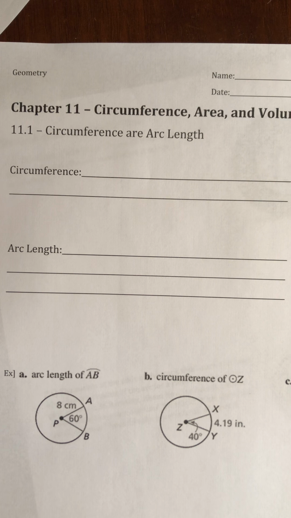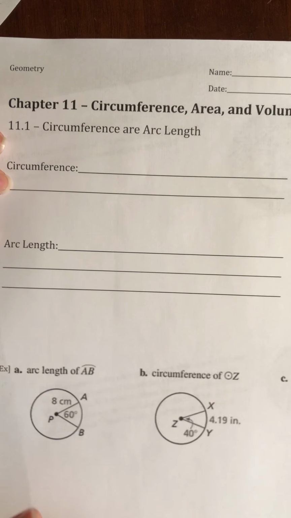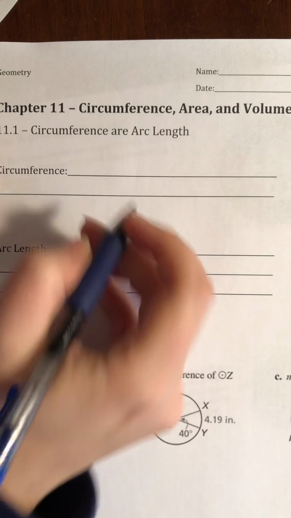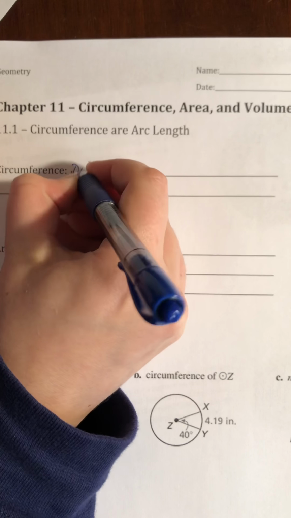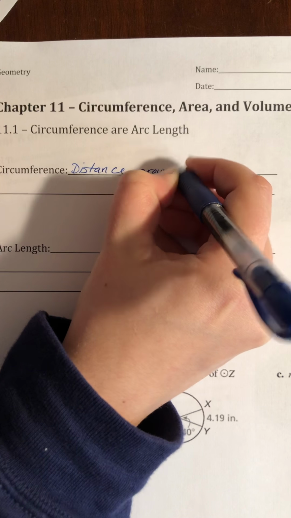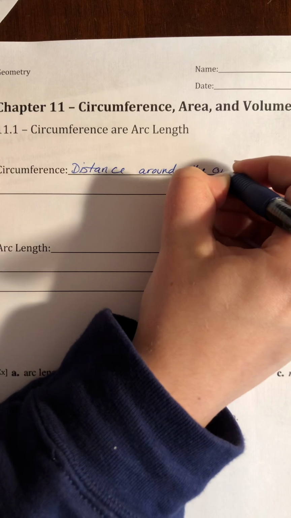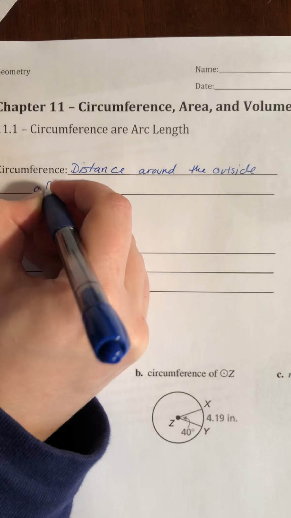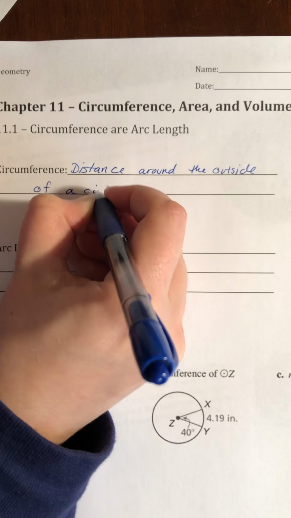So the first one is circumference, something that we might be familiar with from a middle school geometry class, but the circumference is the distance around the outside of a circle.